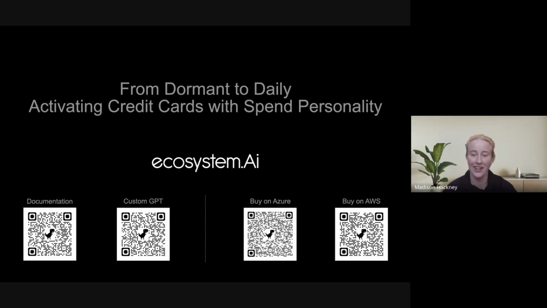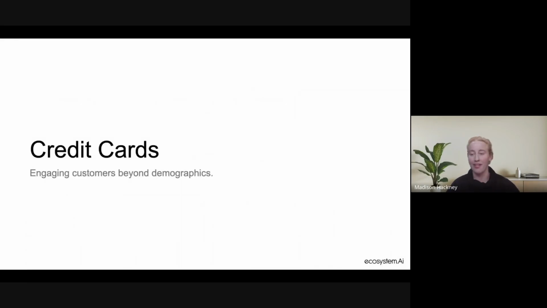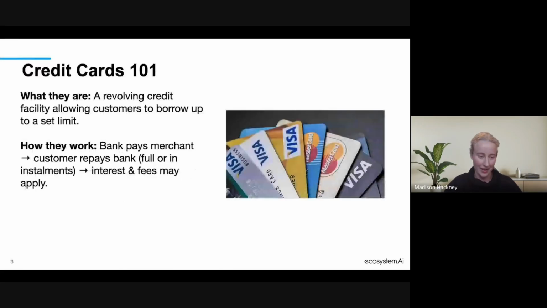Hello, everyone, and welcome to today's meetup. This is a use case I've been working on for quite a while, and I'm excited to present it. Today, we are going to be looking at how banks can activate credit cards using spend personalities. To begin with, I wanted to do just a credit card 101. I'm sure everyone here either has a credit card or is familiar with the concept of what a credit card is. So to jump into what they are and how they work.